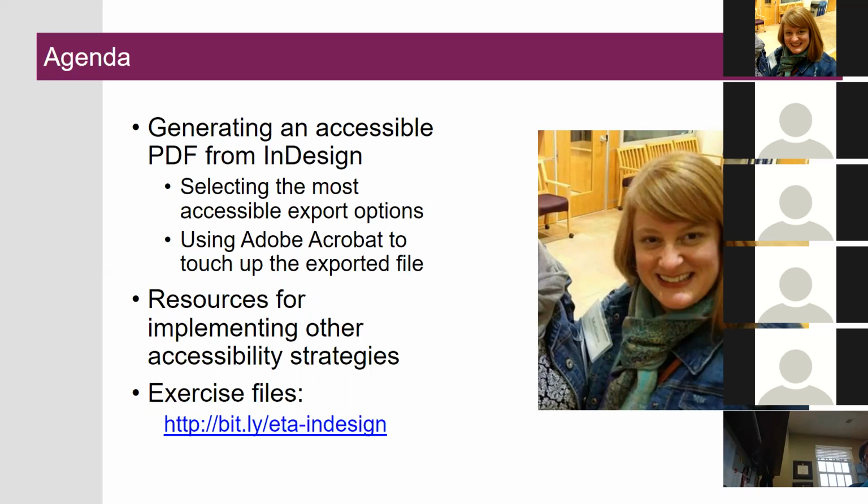Whether it's a handout, a flyer, a poster, an article, a magazine, a mailer, or other digital content, it's important to ensure your InDesign document is accessible to people with disabilities. This session covers generating an accessible PDF from InDesign. Primarily, what we'll talk about is selecting the most accessible export options and using Adobe Acrobat to touch up the exported file. I'll also share some resources you can use to implement other accessibility strategies like tagging and ordering content and identifying and describing images.